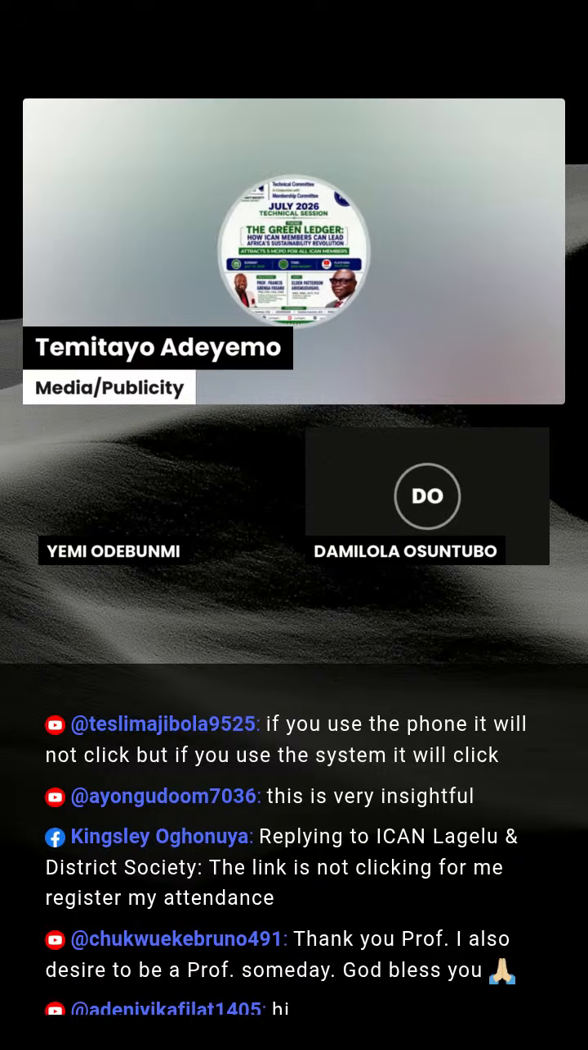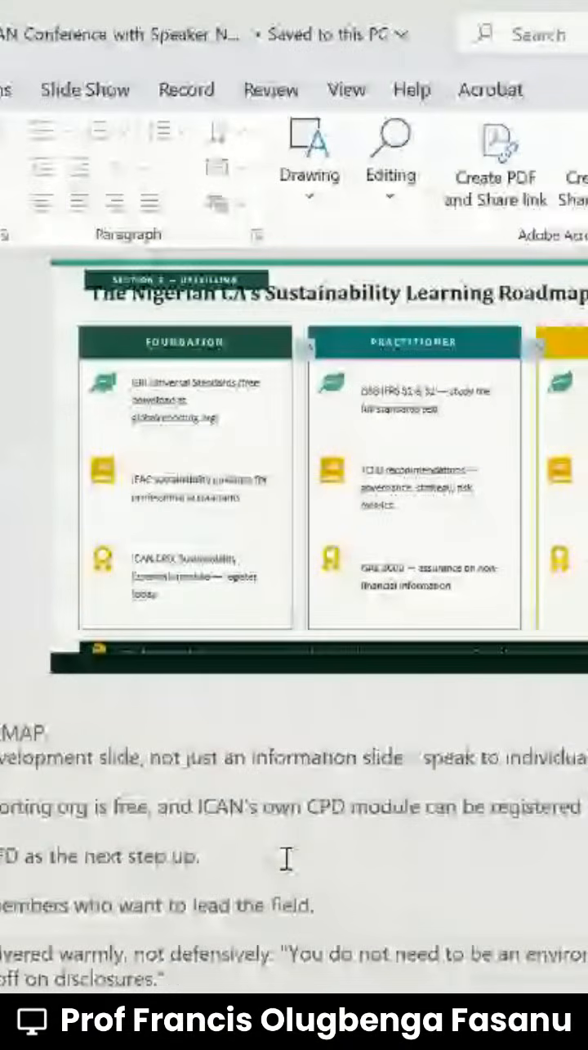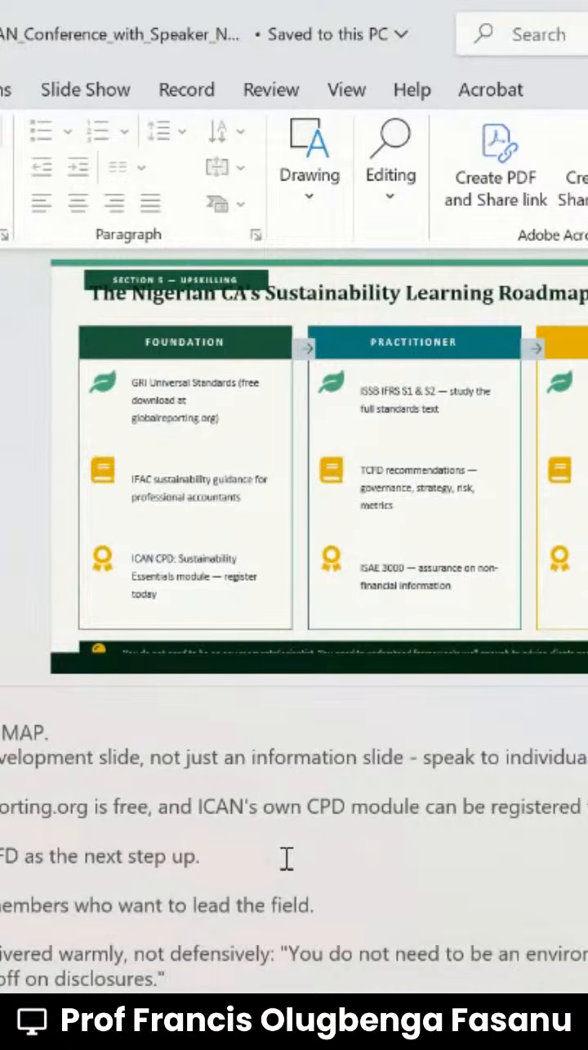Start today. Look at the GRI Universal Standard. Download that and try to start reading that. Look at your IFAC sustainability guidance. That will be the foundational stuff if you've never been exposed to it before. And also, please register for the ICAN CPD sustainability essentials module. If you are not already familiar with it, get yourself familiarized with that, and that's where you can start.